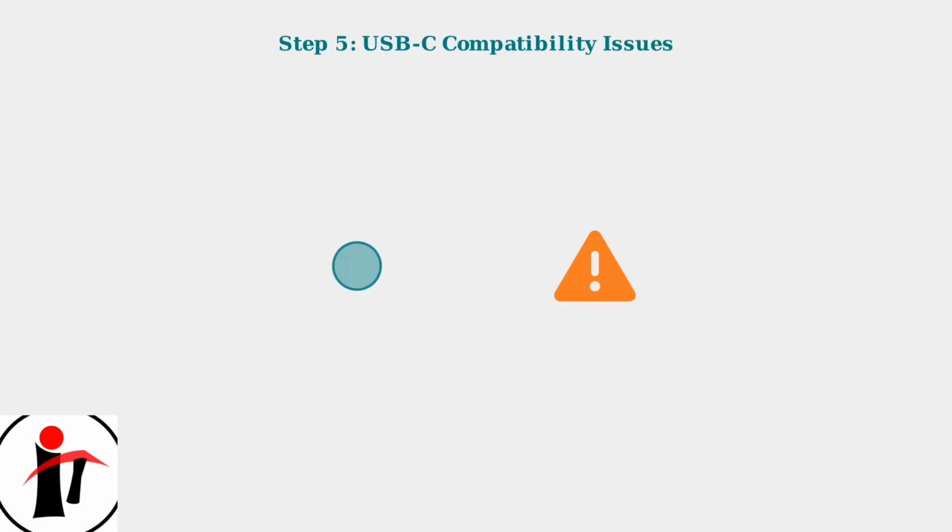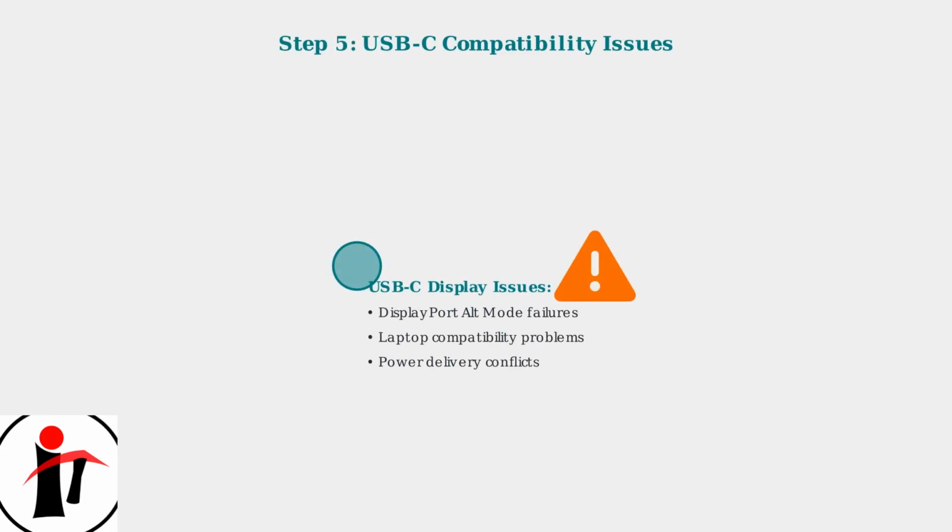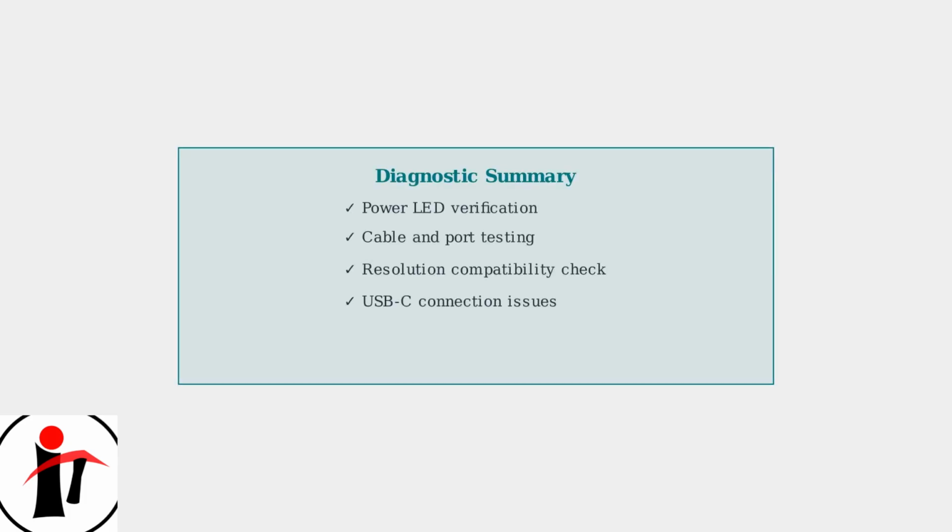Finally, if using USB-C connections, be aware of compatibility issues. DisplayPort Alt Mode functionality can fail with certain laptop models, especially newer systems. Try alternative connection methods if USB-C isn't working. These diagnostic steps resolve approximately 70% of no display issues. If your monitor still shows no display after these checks, advanced troubleshooting techniques will be needed.